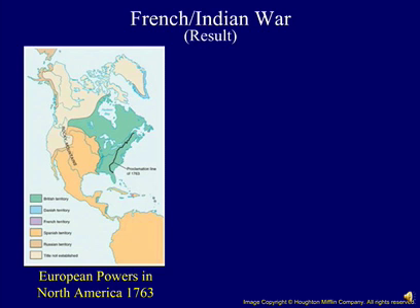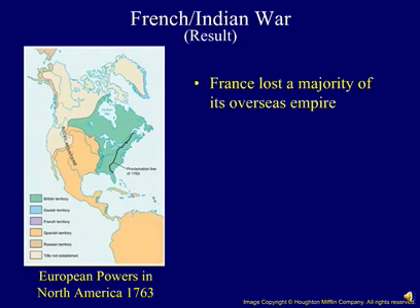In many ways, 1763 is a turning point in American history because this was the year in which the peace treaty ending the French and Indian War was signed. It was important because one of the most important results of the war was that France lost almost its entire overseas empire.